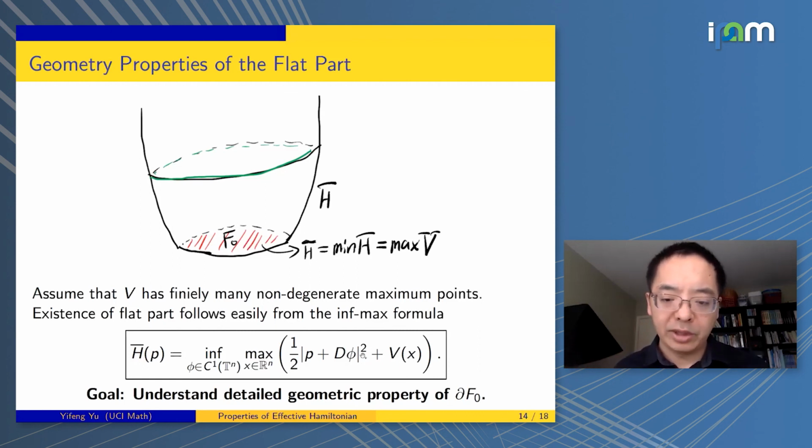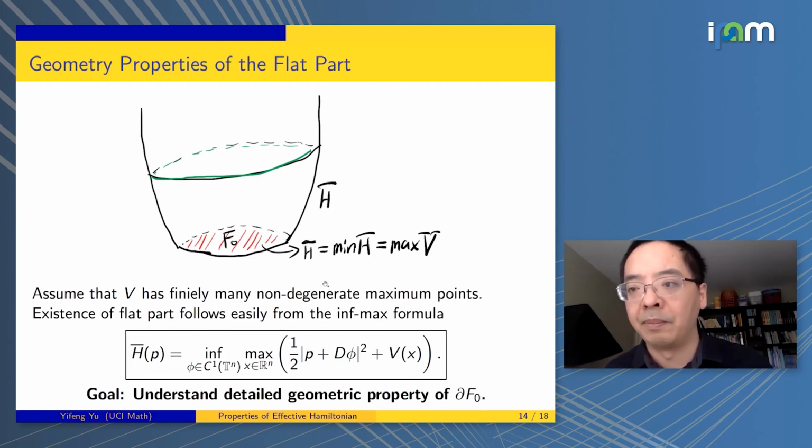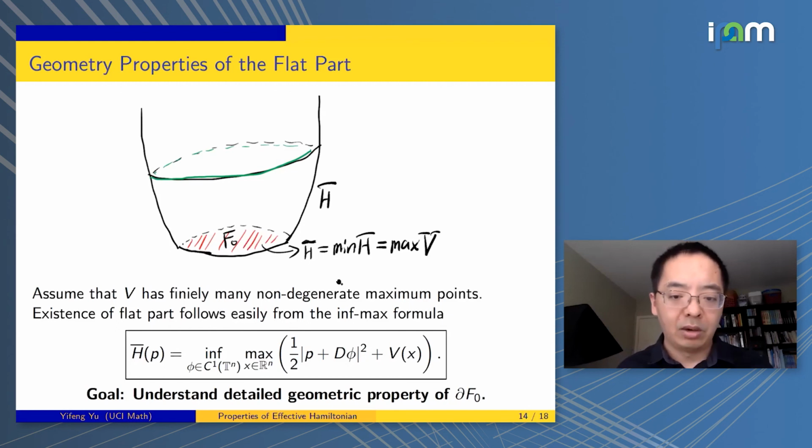So let's look at the situation where V has only finitely many maximum points. Here I put a non-degenerate condition, but it is not needed if you just want to get the flat part. I needed it for something more sophisticated. Let's say you have just one point, because there's not much difference between one point and several points, and that point gives the maximum.